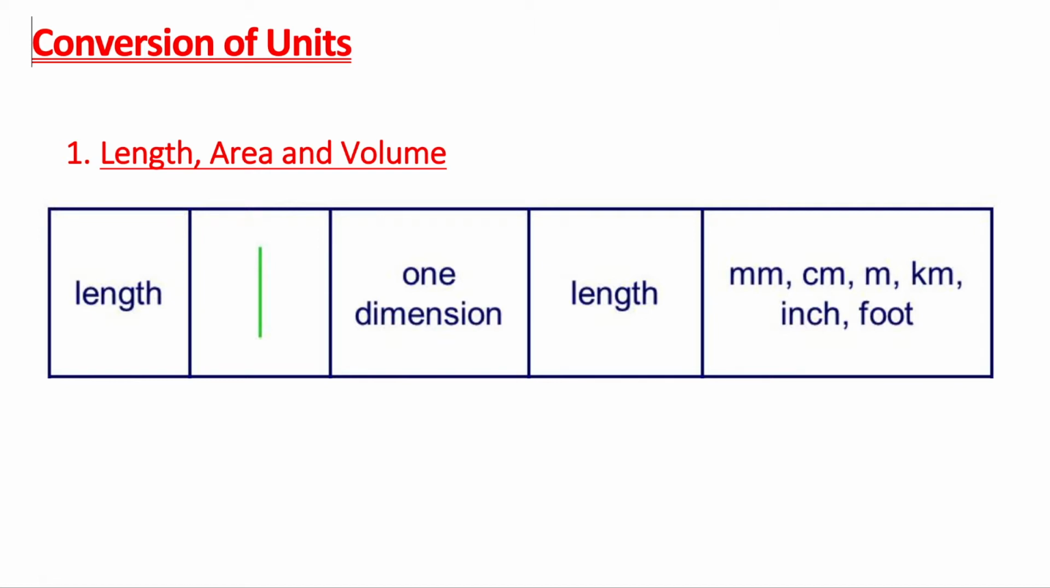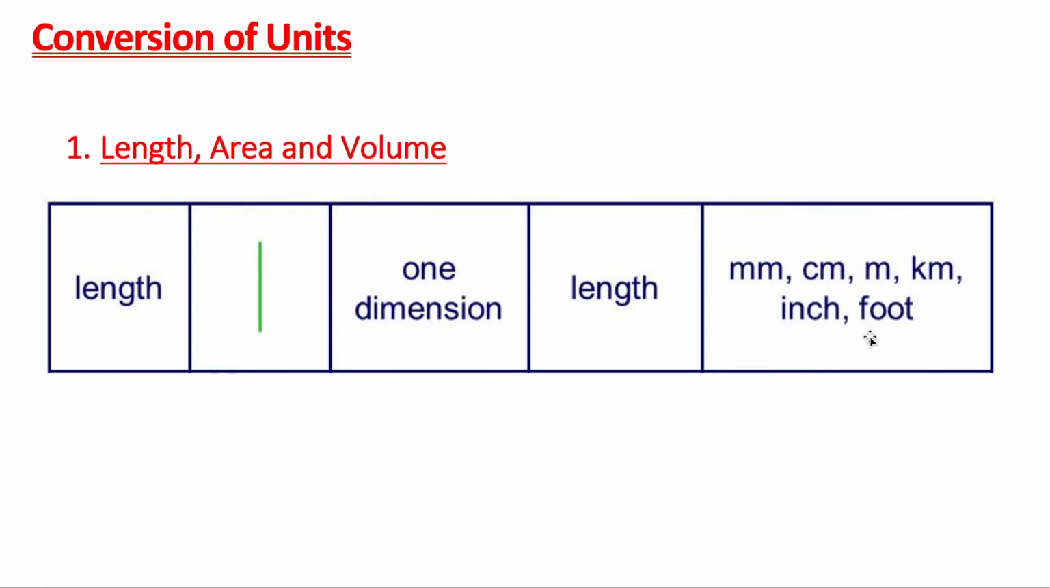Okay. So if we talk about length, it's like one dimension. We're going to be measuring only what is the length of that line, for example. And if we think about what type of units, it's like millimeters, centimeters, meters, kilometers, inch, foot. Inch and foot, we don't use. Those are American, but I found it in this graph, so I decided to leave them.